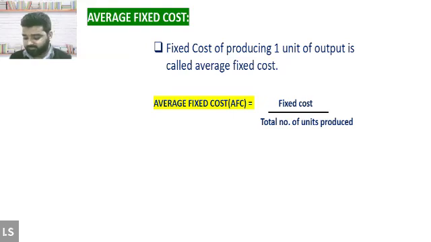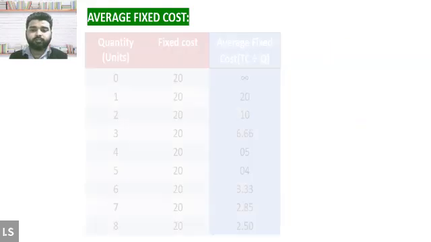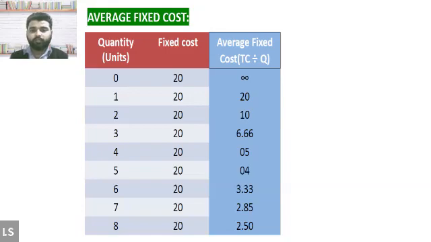Why does it happen? Because whenever you calculate average fixed cost, you divide the same fixed cost by the extra number of quantity, right? For example, in this slide, you can see that at the first unit, fixed cost is 20. So the average fixed cost will also be 20. 20 divided by 1 gives you 20. Then when we have produced one extra unit, that means 2 units now, fixed cost is still the same. Now to find out average fixed cost, we will divide 20 again by 2 this time.